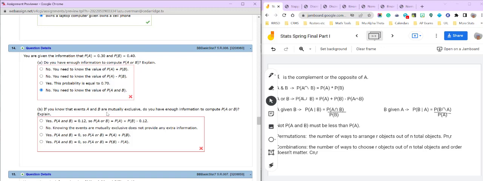Oh, wait, this says and B. Why does that say or? That looks like that should say and. Oh, wait, here we go.